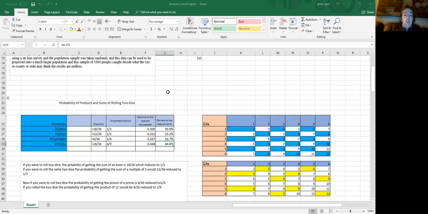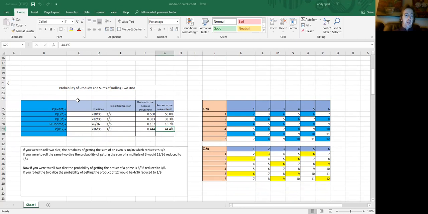And now we go on to problem number 2: the probability of products and sums of rolling two dice. Down here we have our chart, which shows us our different events, and then our fractions, our simplified fractions, our decimals to the nearest thousandths, and our percent to the nearest tenths.